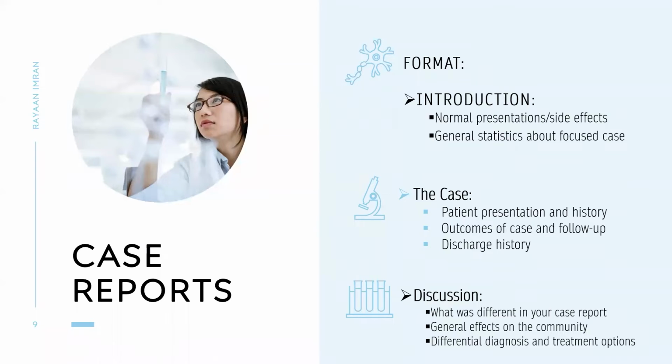But then you talk about the next paragraph and the case. In the case part, you talk about what is unique about this patient. When they came in, what did they look like, what was their presentation, what were the symptoms, signs, and history. Then the outcomes during the treatment: what treatments you gave, what drugs, what management, and how you did the follow-up. Then discharge history is usually also included. That is usually what you get from case reports.